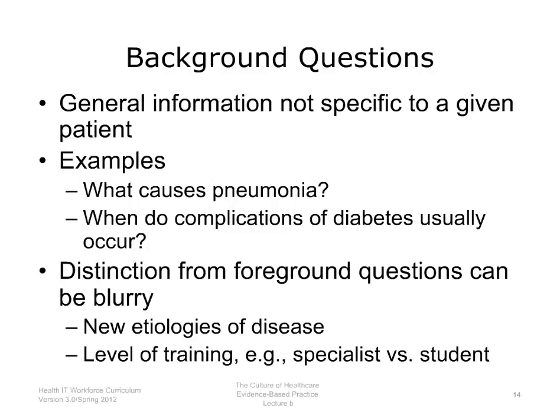It turns out that the distinction from foreground questions is a little bit blurry. It is not quite as distinct as one might hope. For example, there are new etiologies or causes of disease that we may want to know. It also depends some on your level of training. If you are a subspecialist, something may be more of a background question, as opposed to when you are a student, when nearly everything is new, and all questions tend to be foreground questions.